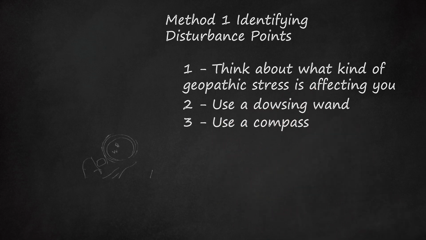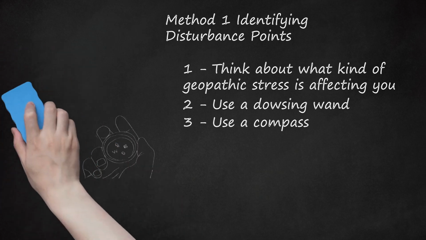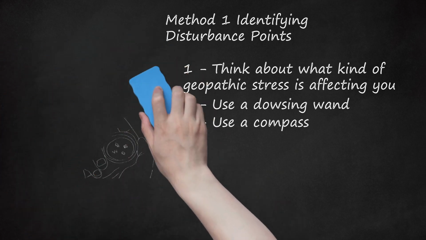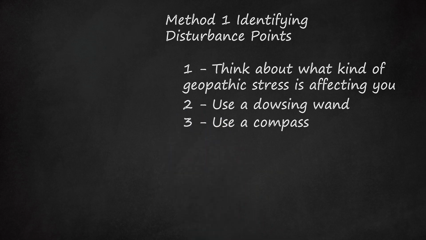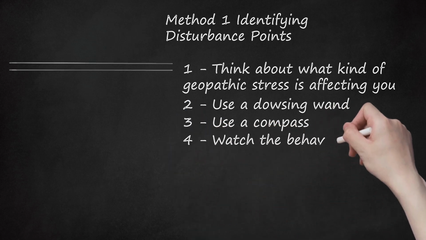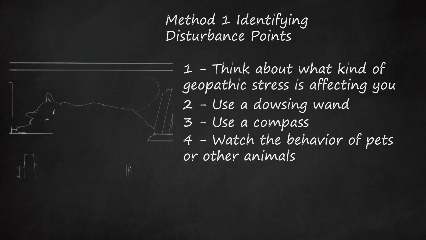3. Use a compass. Some people feel that compasses are also effective at locating electromagnetic disturbances. To use one, hold it in your hand and turn until the needle is pointing due north. Then, move the compass over the suspected disturbance point. The needle will alert you of any energy distortions by wavering back and forth. Since it is hard to hold a compass steady, this method is best for small areas like a bed, chair, or sofa.